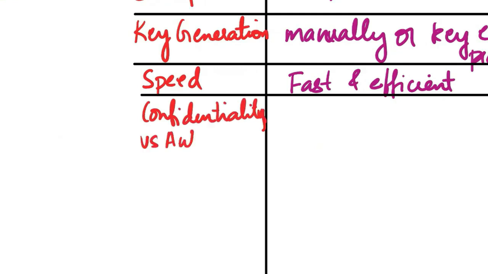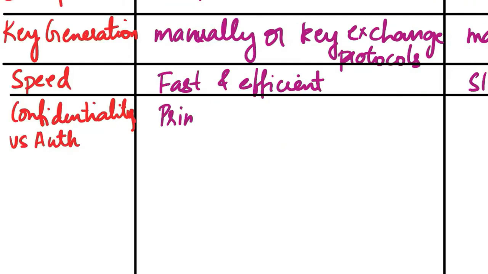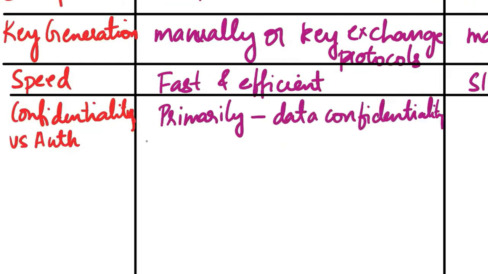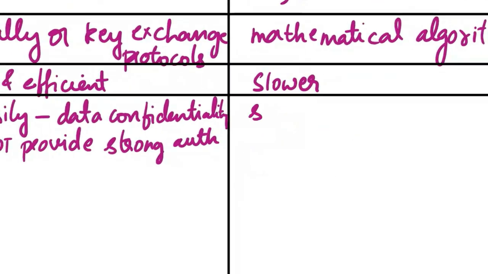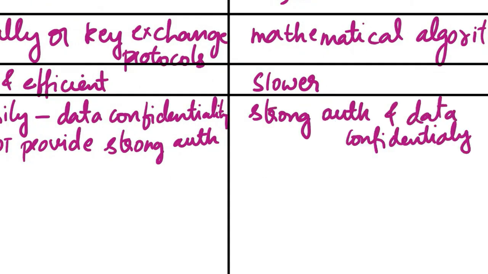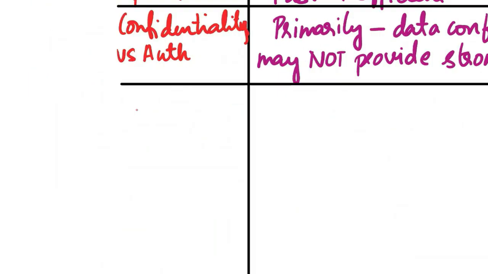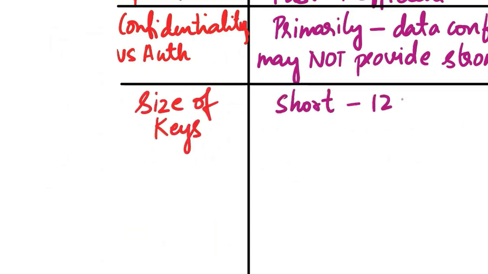Symmetric cryptography is primarily used for data confidentiality and may not provide strong authentication. Asymmetric cryptography offers strong authentication and data confidentiality. Let's go to the next comparison. Size of keys.